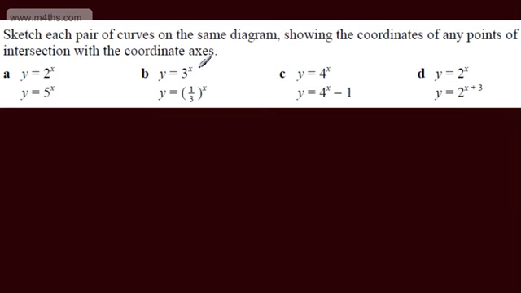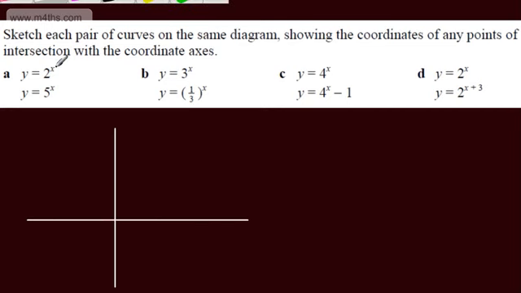Let's do the next one. y is equal to 3 to the x, and y is equal to 1/3 to the x. So let's go ahead and do that one. What we're going to have now is 3 to the x. 3 to the x is going to be now the exponential growth, so we'll come up here like so, and we'll come through the point 0, 1. We'll do something like that. So y is equal to 3 to the power of x, 0, 1, as we would expect.